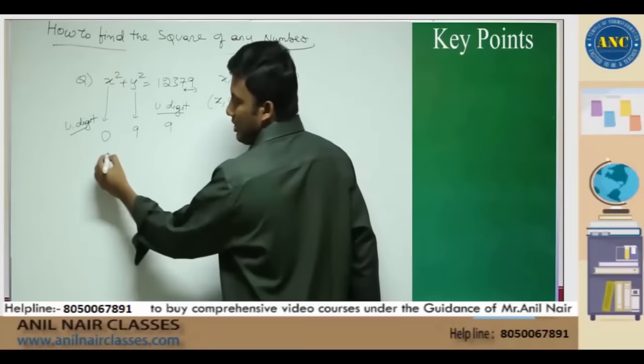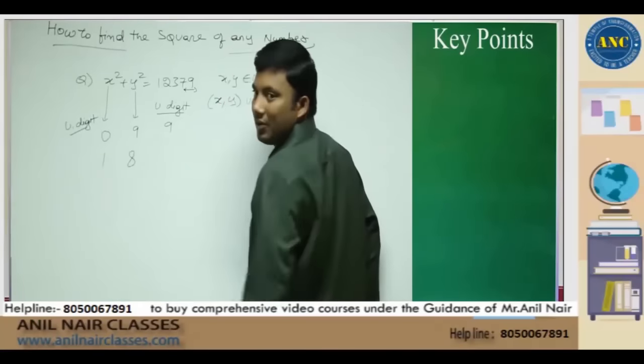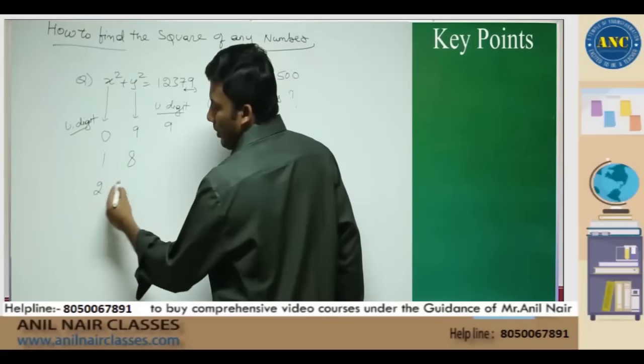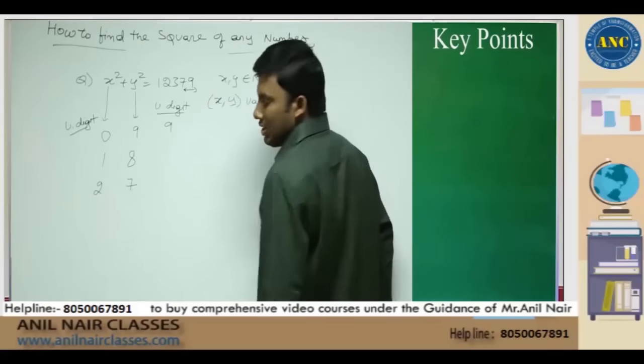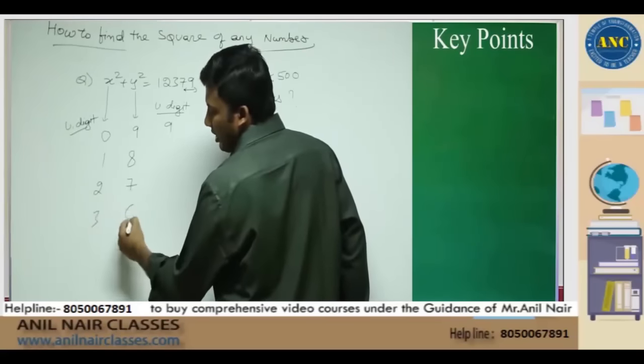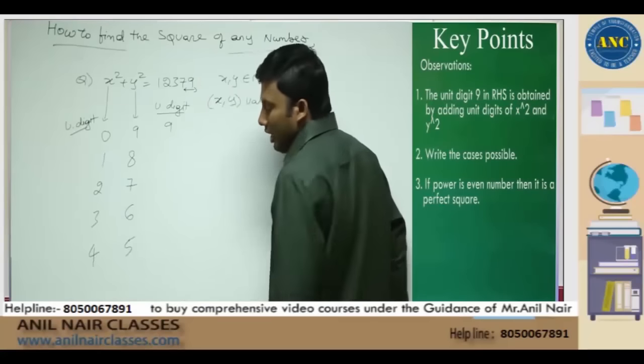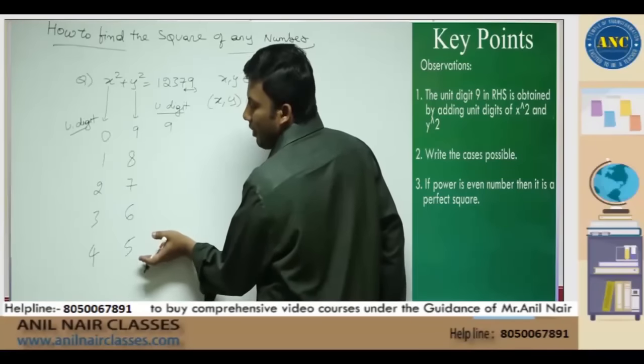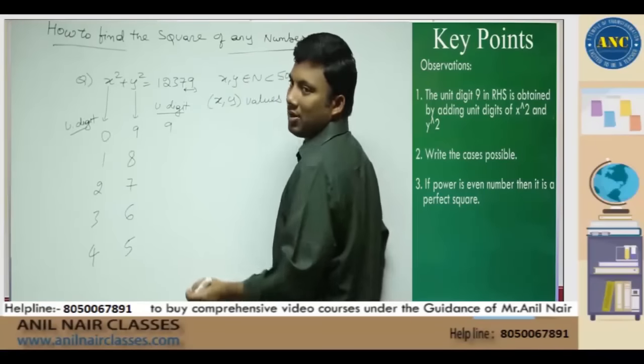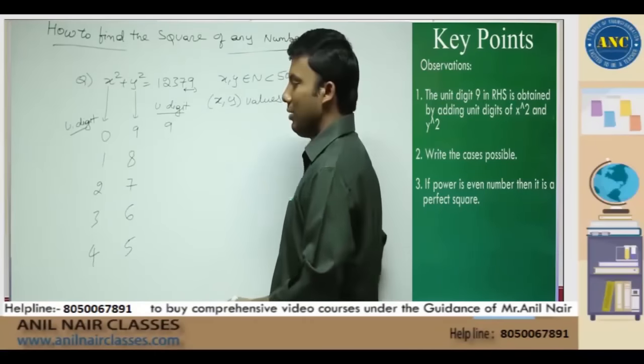What is the next case? 1 plus 8 is 9. What is the next case? 2 plus 7 is 9. What is the next case? 3 plus 6 is 9. What is the next case? 4 plus 5 is 9. The remaining cases are the same from bottom to top: 5 plus 4, 6 plus 3, 7 plus 2, 8 plus 1.